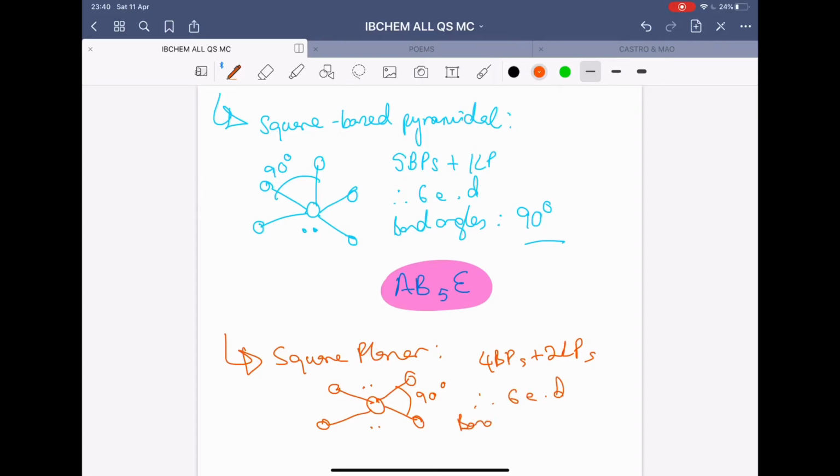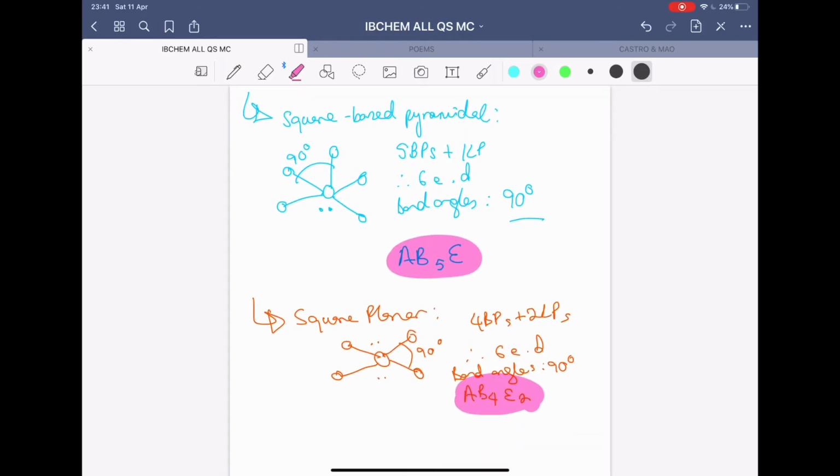So you've got 4 bonded pairs of electrons and 2 lone pairs of electrons. So 6 electron domains, geometry octahedral, shape square planar. Okay, bond angles. I'm following what the IB textbook is sharing with us right now.